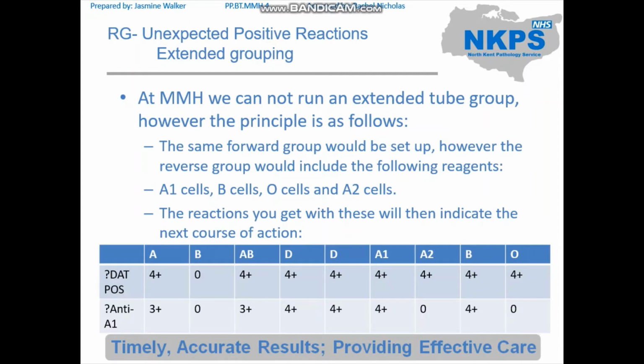So you can see here in this table, the first result, the patient is pan-reactive with all of the reverse group. That indicates that it's possibly to do with a DAT positive patient, or maybe a room temperature antibody. In the second set of results, you can see here that the patient is negative with the A2 and negative with the O cells. This indicates that this patient is having a specific reaction with the A1 cells. So we'll go through how to do all of that.